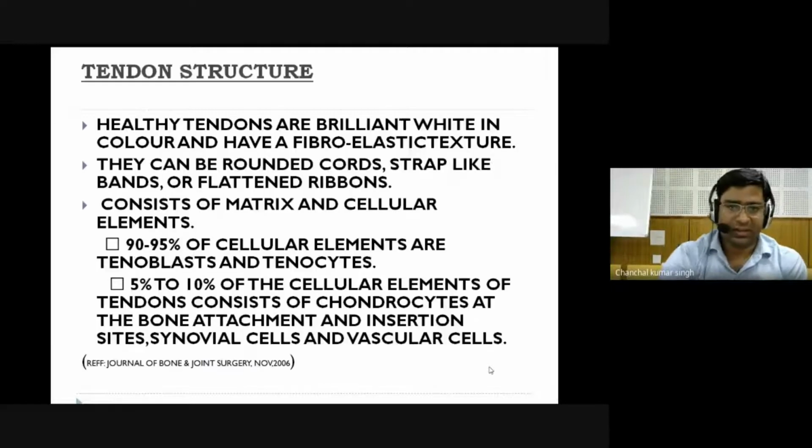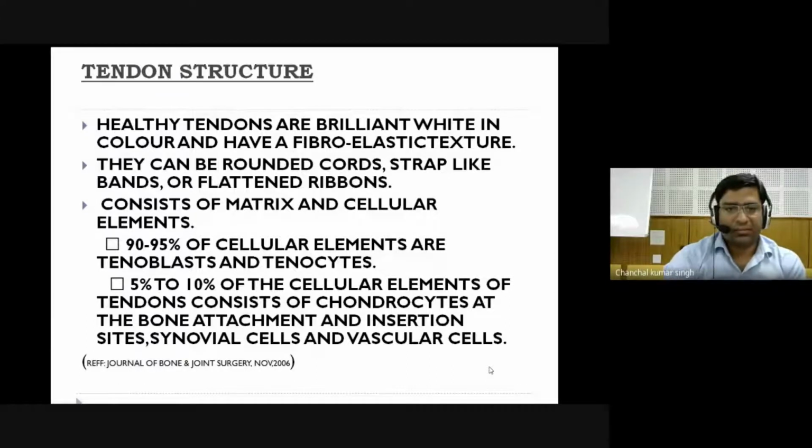So the whole thing I've taken from the Journal of Bone and Joint Surgery, November 2006 issue. Basically, it's a review article which talks about all the tendon injuries and the surgical part of it. So just a crisp bit of it, not much. Just in a bit of detail about tendon structure.